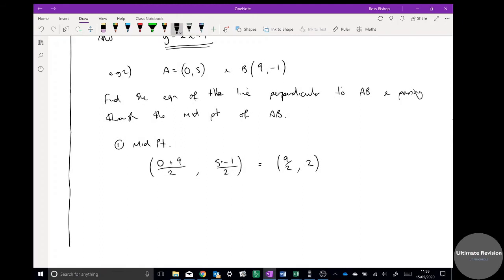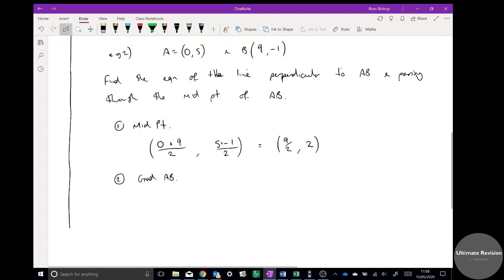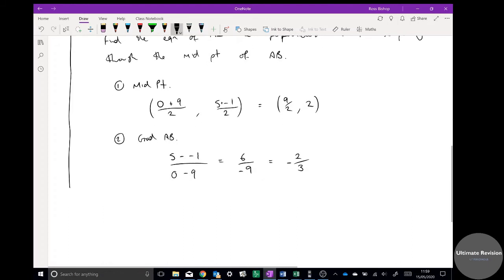I'm then going to find the gradient of AB. Remember, that's y2 minus y1 over x2 minus x1. I'll find the order that's going to help me best. I'm going to do negative 1 minus 5, over 9 minus 0. So I end up with negative 6 over 9. If I simplify that, negative 2/3. Now, if the gradient of AB is negative 2/3, the perpendicular gradient is the negative reciprocal. So flip the fraction and flip the sign: 3 over 2.